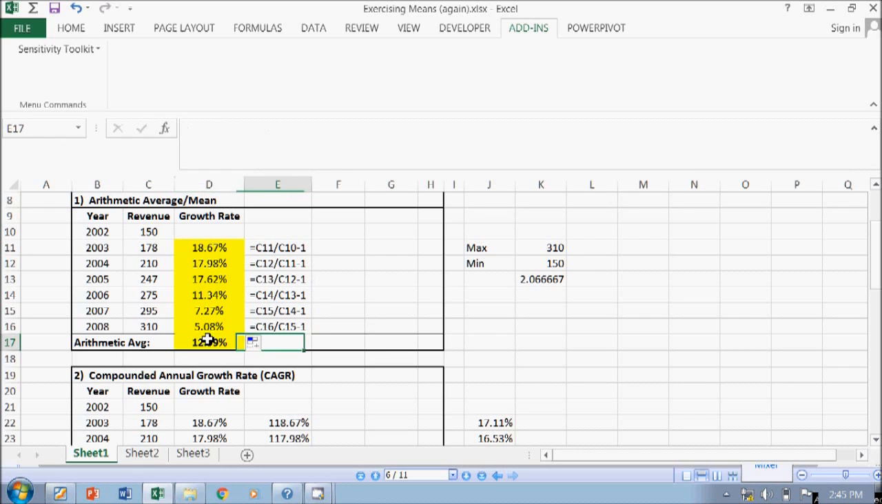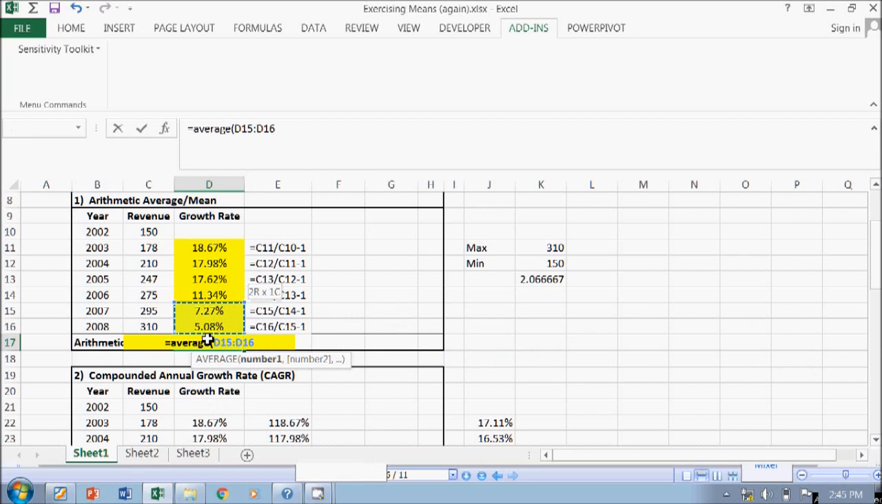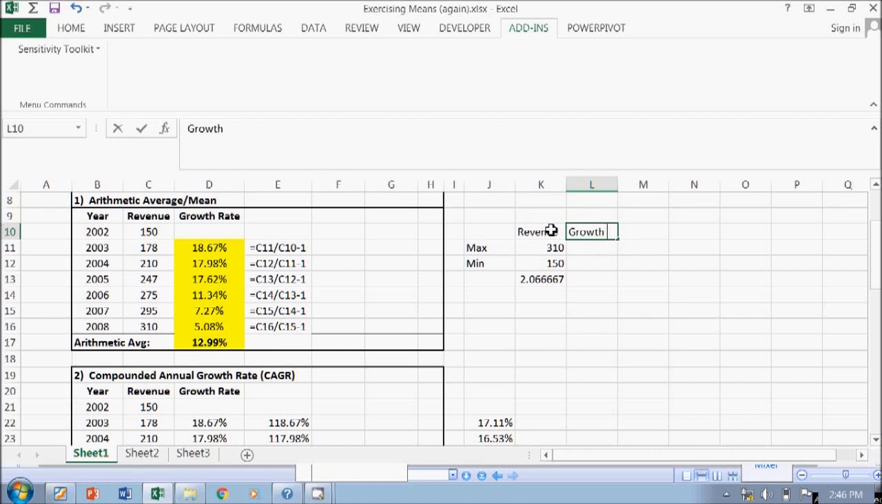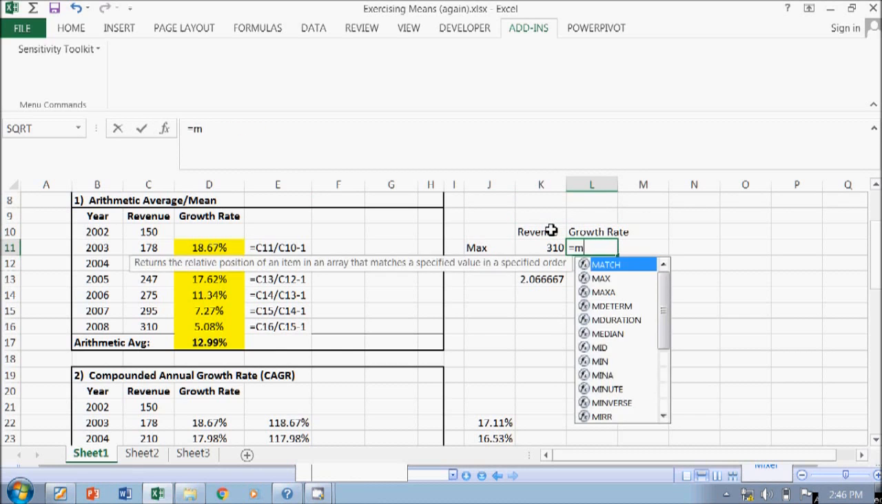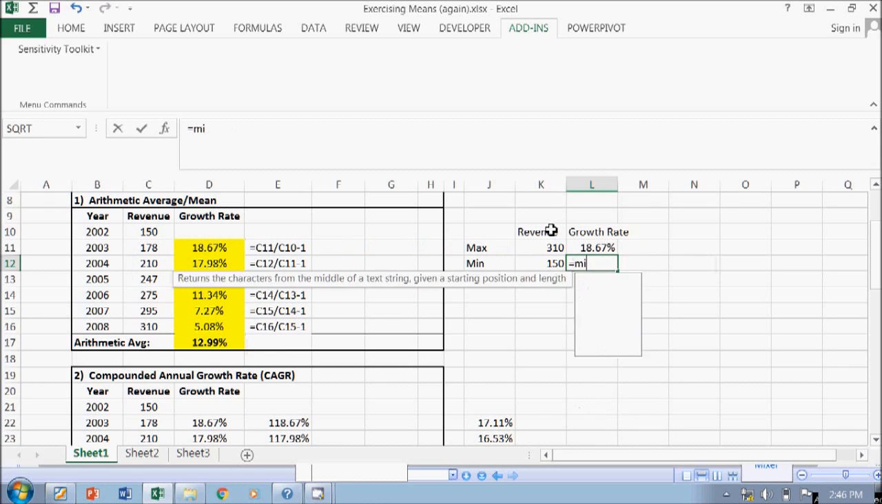And then you just apply average. Click average, block that, and that's your average. I will try to use min, so I cannot use that. This is for the revenue, and this is for the growth rate. So we'll use maximum and then minimum.